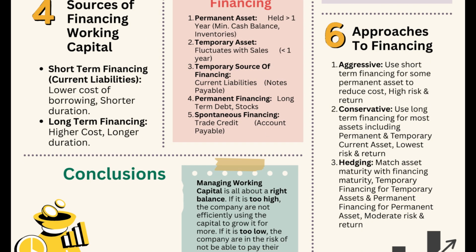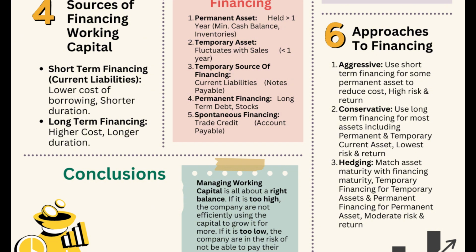There are three approaches to financing working capital. The first one is aggressive financing. It uses short-term financing for some permanent assets to reduce costs, but it has high risk and return. And then we have conservative financing, which uses long-term financing for most of the assets, including permanent and temporary current assets. It has the lowest risk and return.